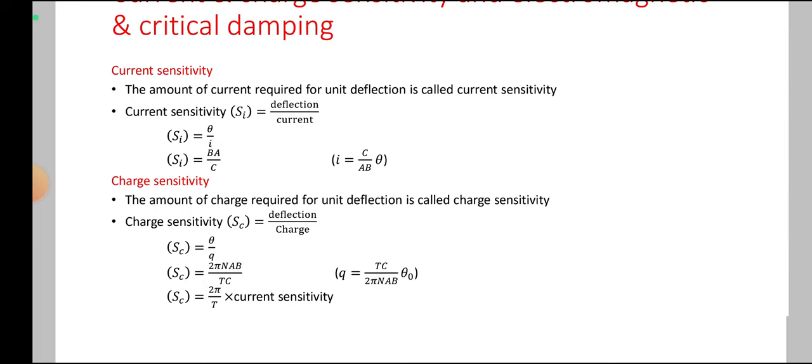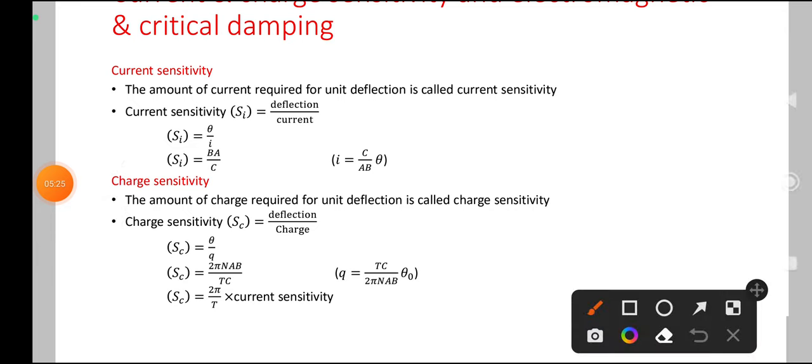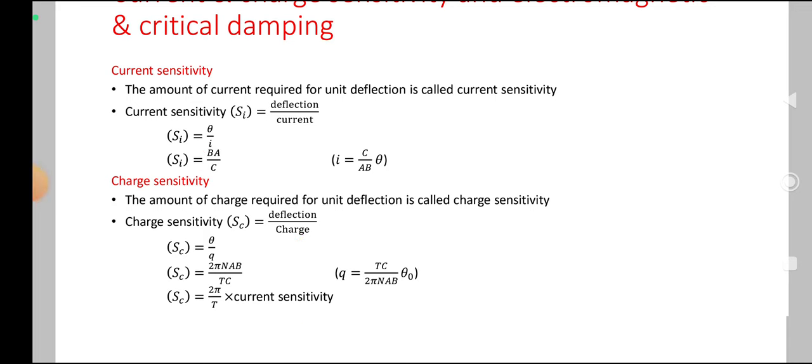Charge sensitivity is also written as 2 pi by T times current sensitivity. Here n means the number of turns. If you remove the number of turns, what can you write? A B or B A by C. A B by C is what? It is the current sensitivity, so in its place current sensitivity is substituted. Okay friends, next.